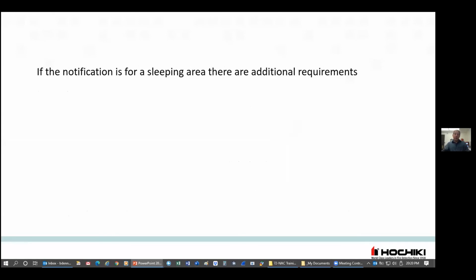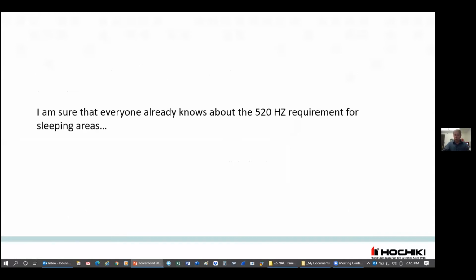If the notification is for a sleeping area, maybe in a hotel room or residential room, things like that, there are going to be additional requirements for us. Probably everyone knows about the 520 hertz requirement for sleeping areas. Briefly, if you don't, NFPA and UL did research about what is the best frequency to wake people who are asleep or maybe who are impaired in some way.